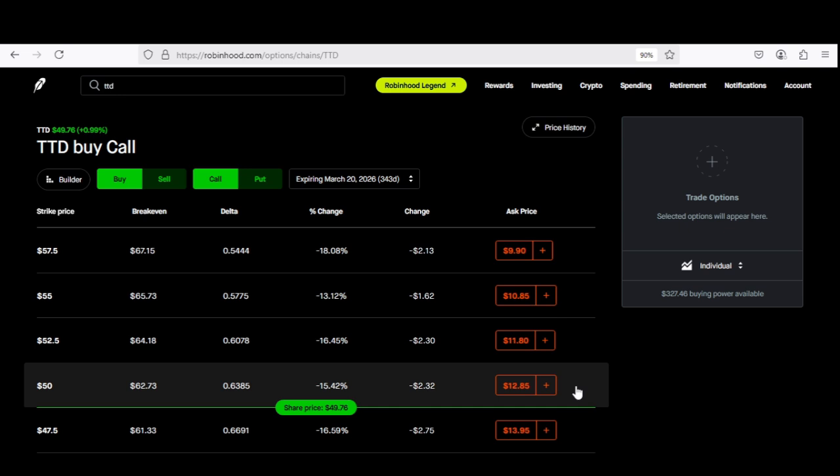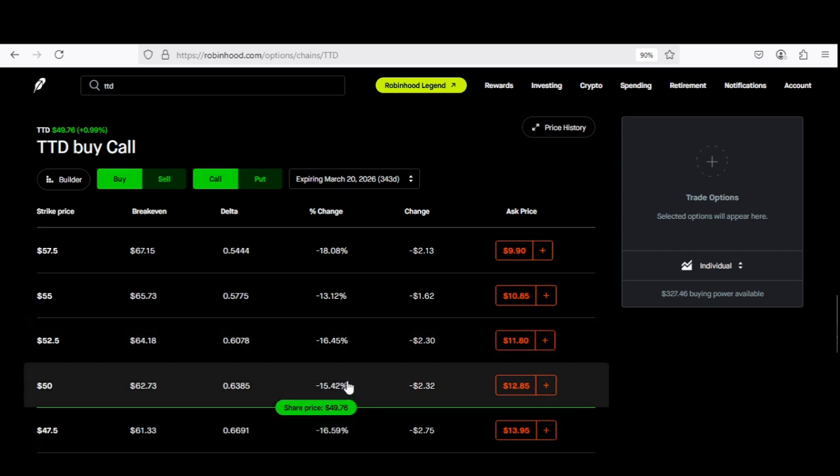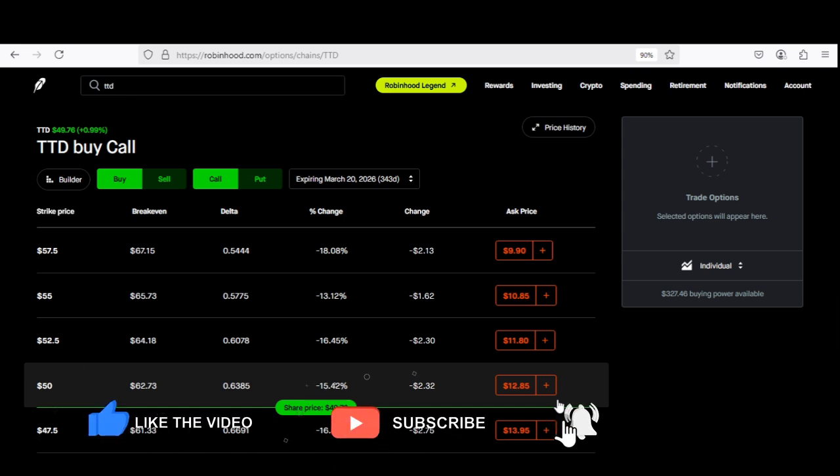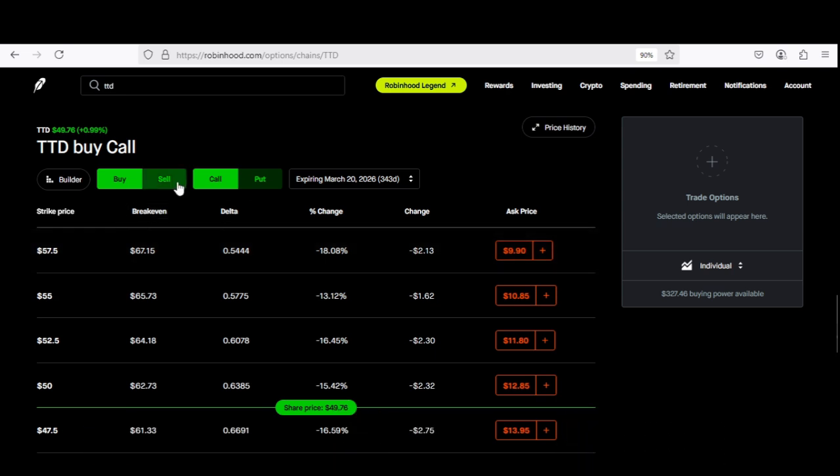Now, once again, if you were to pick up 100 shares of Trade Desk right now, you would have to pay $4,976. By purchasing this LEAPS option, you're now able to control 100 shares of the stock for $1,285. Now that we have this other LEAPS option in our portfolio, we're going to maintain the exact same strategy.